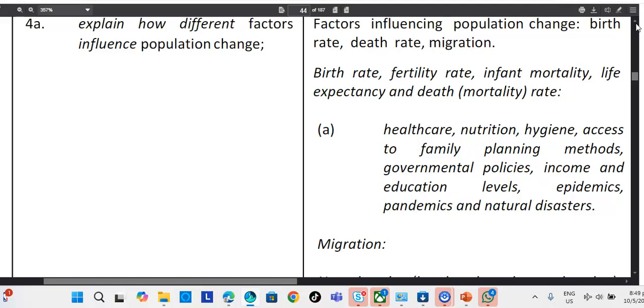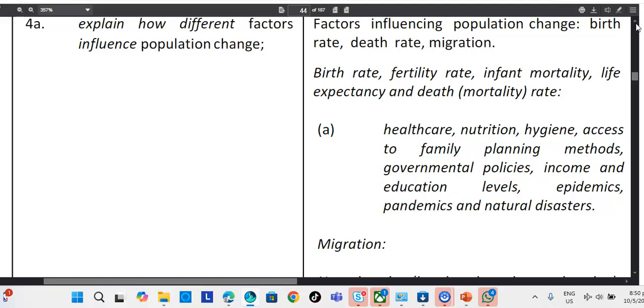Death rate. If the population was 5 million, but you have many people dying in 2024, the population will go down. Migration. If in 2023, 9,000 people migrated from country A, we know that the population will go down. If we have 5,000 people migrating to country A, then the population will go up. All right, so birth rate, death rate, and migration are factors that influence population change.